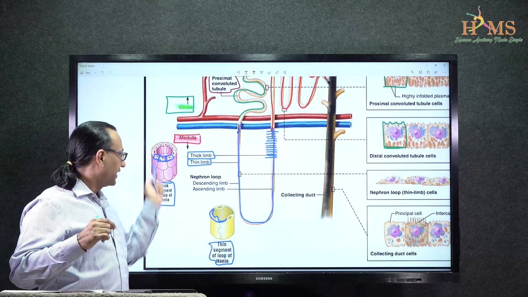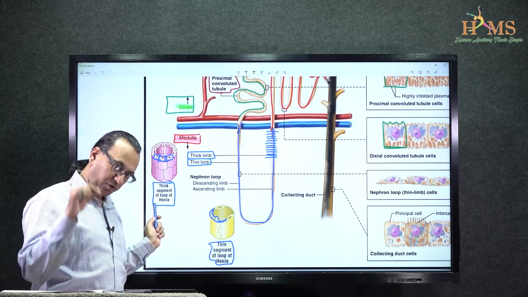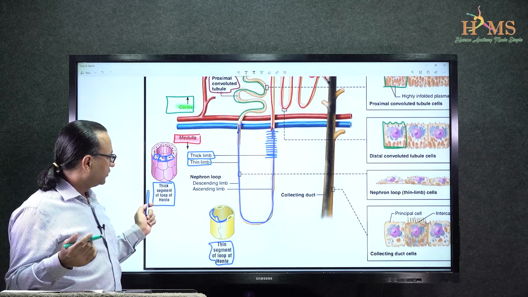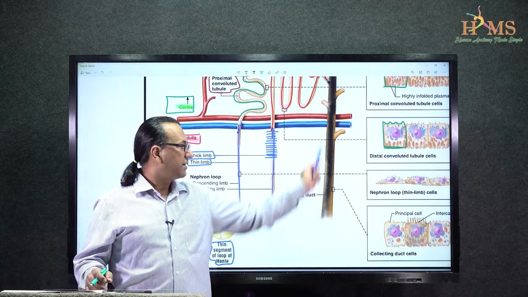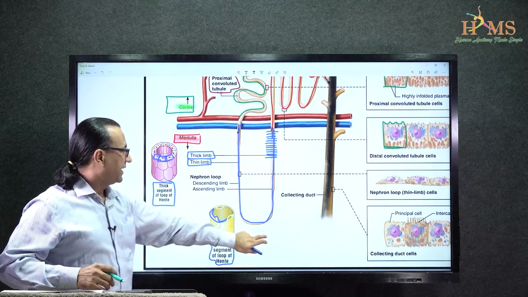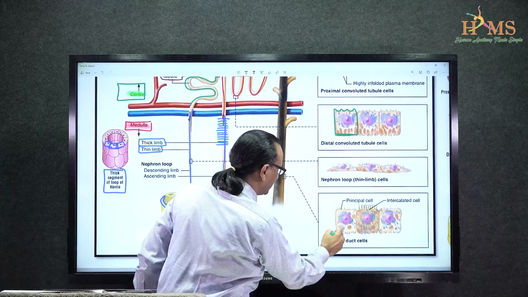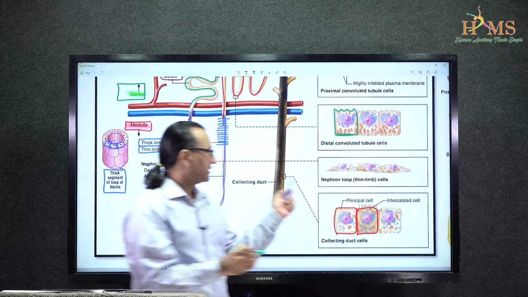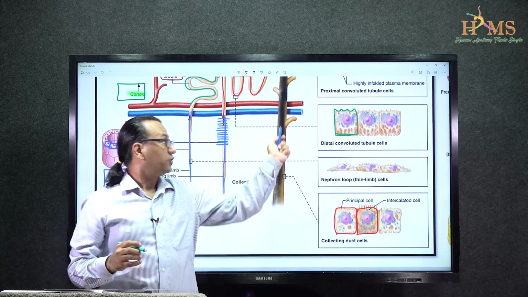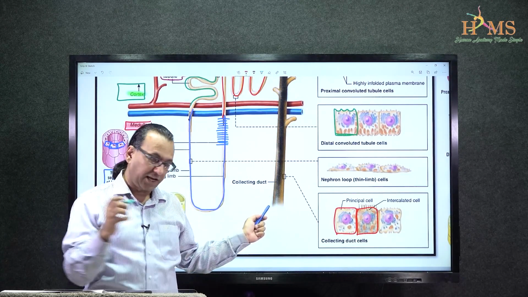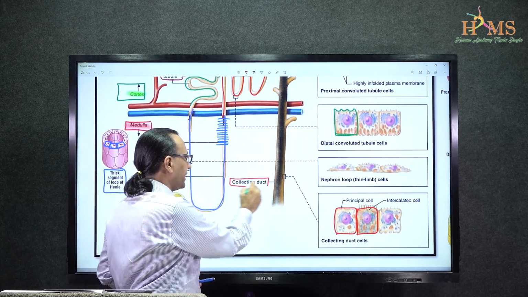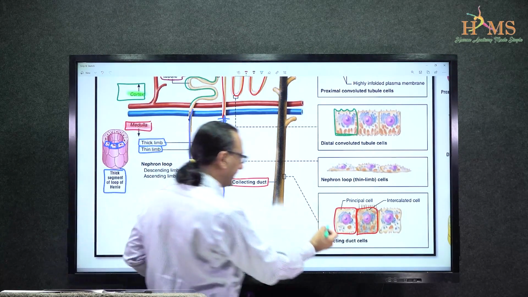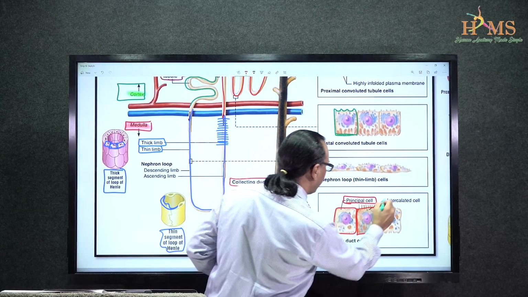This is all a discussion to take care of the type of questions which keep appearing in the PG entrance exam. And then you can also talk about the epithelium of the collecting duct. The epithelium of the collecting duct is simple columnar epithelium. Actually, it begins as the cuboidal epithelium and gradually becomes columnar. But if somebody asks, what is the epithelium of collecting duct? You must say it is simple columnar epithelium having two types of cells. One is the principal cell, one is intercalated.